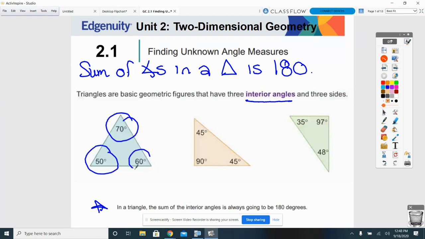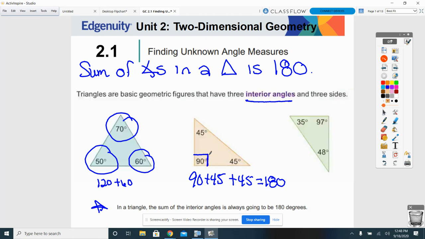So basically what that tells us is that in every single triangle in the world, if you take the three angles and add them together, you are going to get 180. That's 70 plus 50, which is 120, and 120 plus 60 is 180. This is called an acute triangle because all those angles are kind of small. This one has a 90 and a 45 and a 45. 90 and 45 is 135, plus 45 more, also 180.